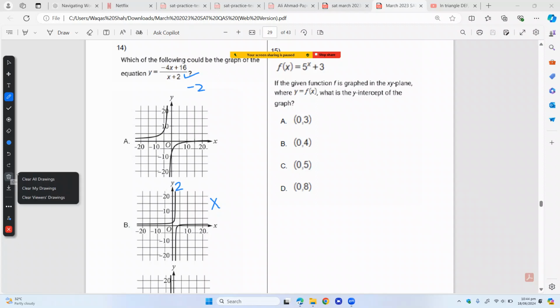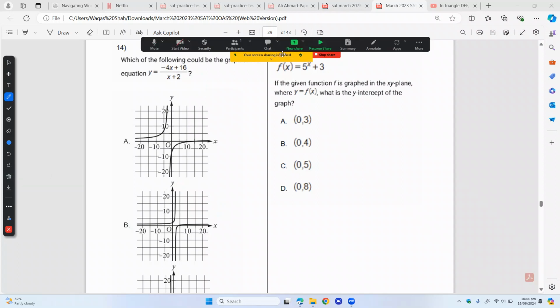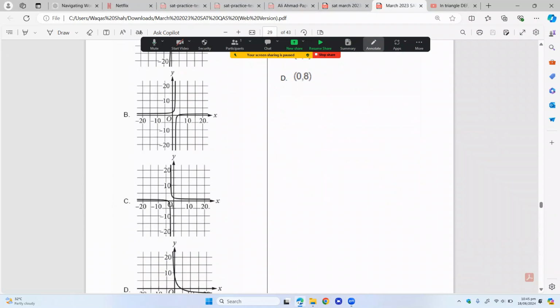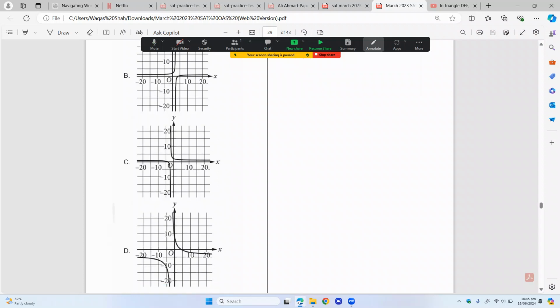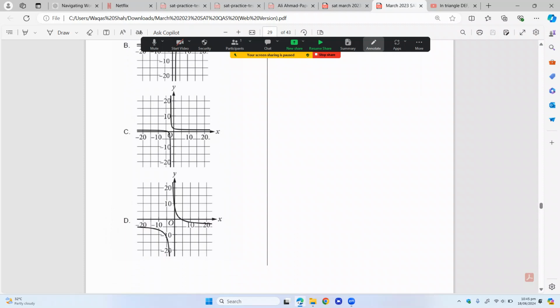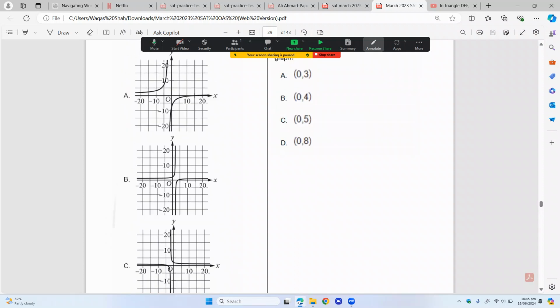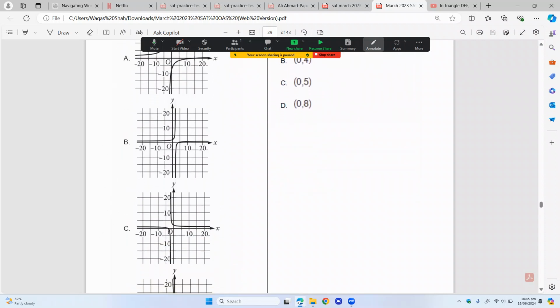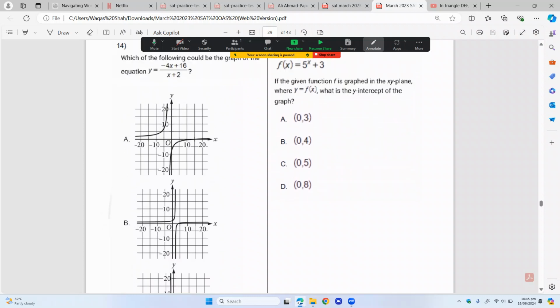So similarly, if we look at option C, it's undefined at more than 2, right? So this is not our answer as well. And if you look at D, it is exactly undefined at 2. So how can we make a difference between A and D? You can see that both the functions A and D are different.